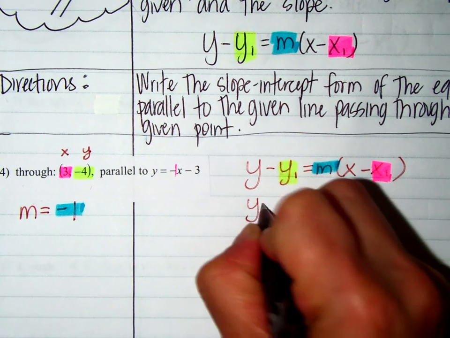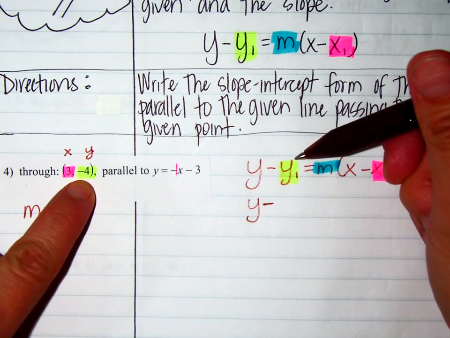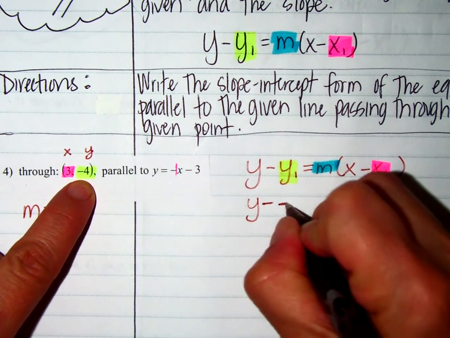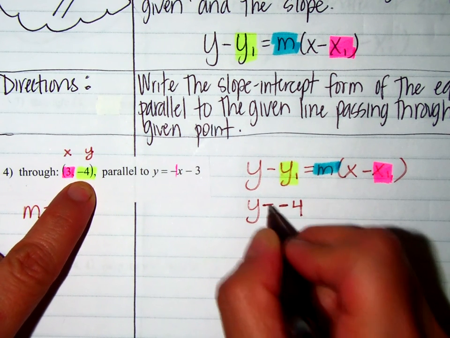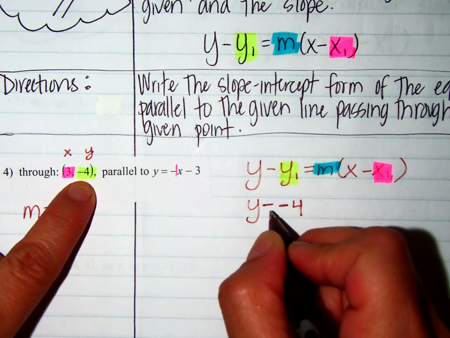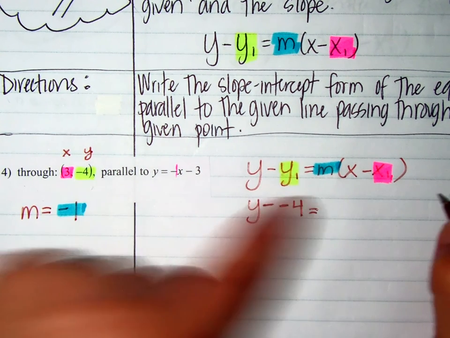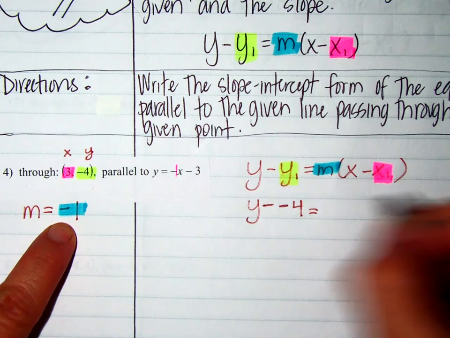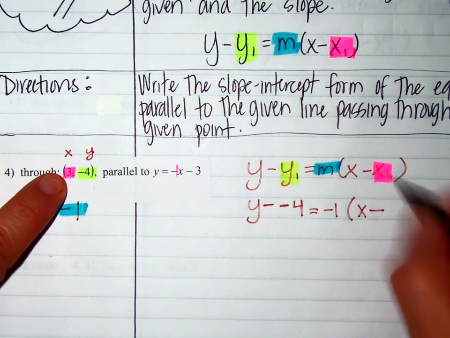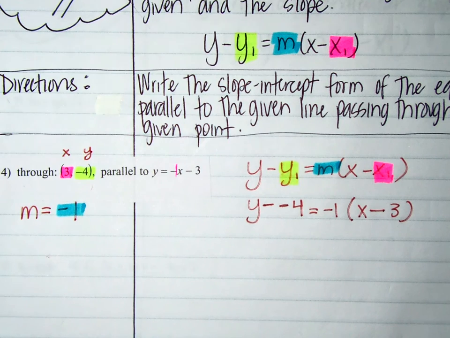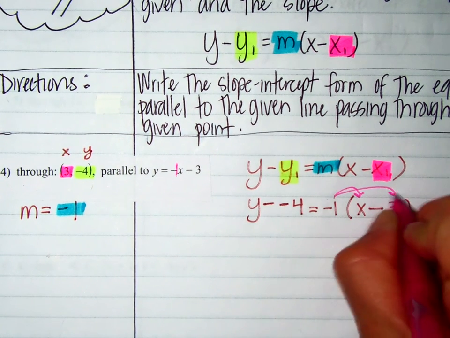So I have y minus, and now I have to put the number that we have for y sub 1, which happens to be negative 4. Notice that I'm writing negative 4 in addition to the subtraction sign that we had in our formula. Please make sure to do this, otherwise you will be writing this incorrectly and getting the incorrect line. Is equal to m, and the number for m that we have is negative 1 times x minus x sub 1, which for us is 3. Okay, from here we are going to take the number on the outside of parentheses and we're going to distribute.